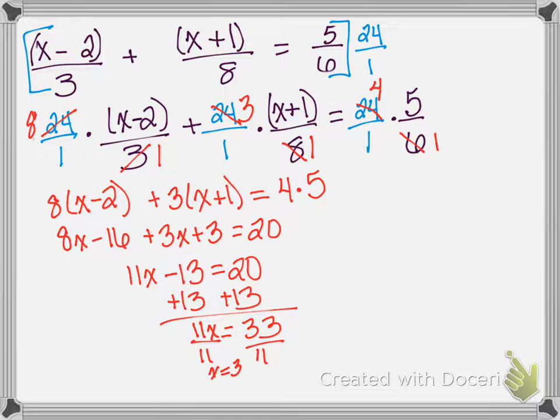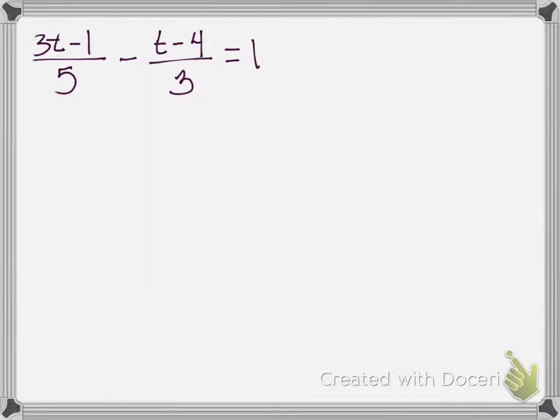Now we are going to use all of these principles and we're going to solve one that's subtraction. I want you to look at this one. It's 3t minus 1 over 5, minus t minus 4 over 3. Now go ahead and put your parentheses around your numerator. That's important.